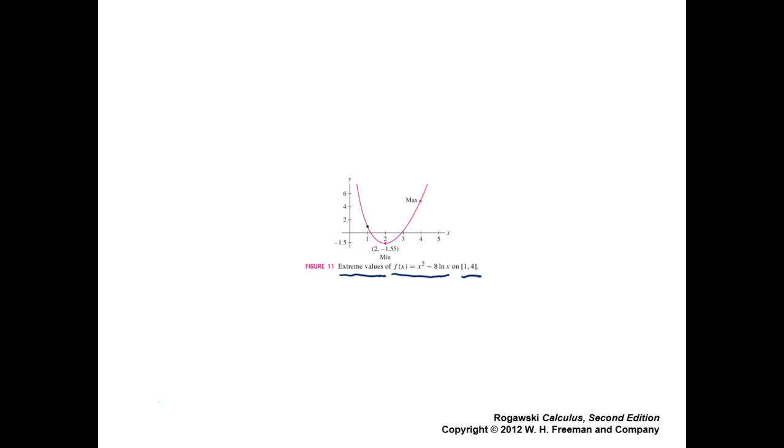But maybe not surprisingly, when you're looking for extreme values, there's two places that you look. One is your endpoints, which is 1 and 4, okay? And the other are your critical points. Now, what are your critical points?